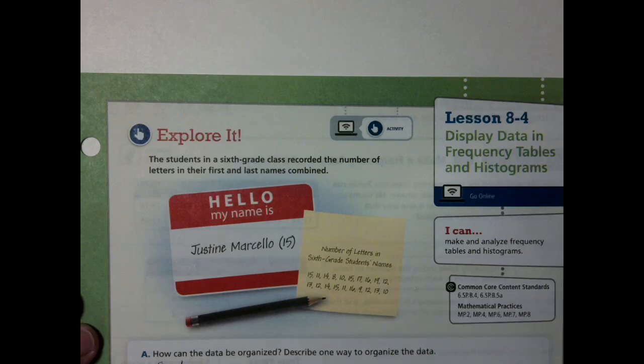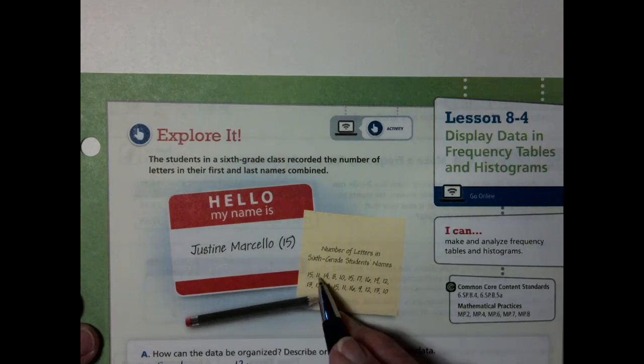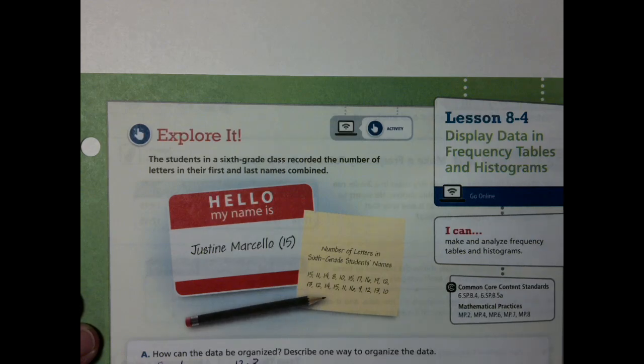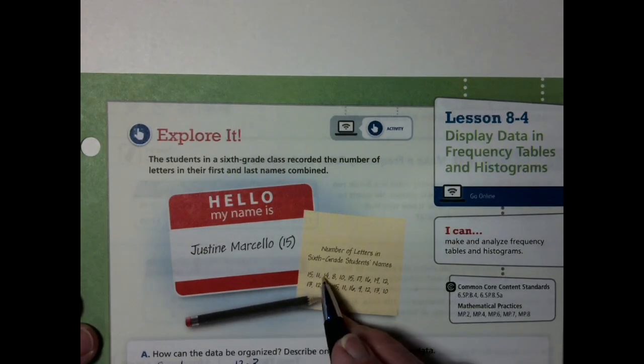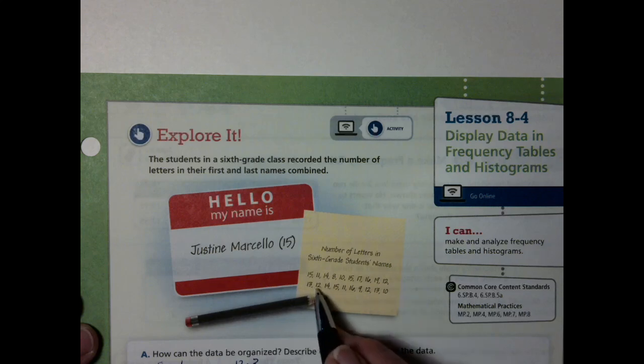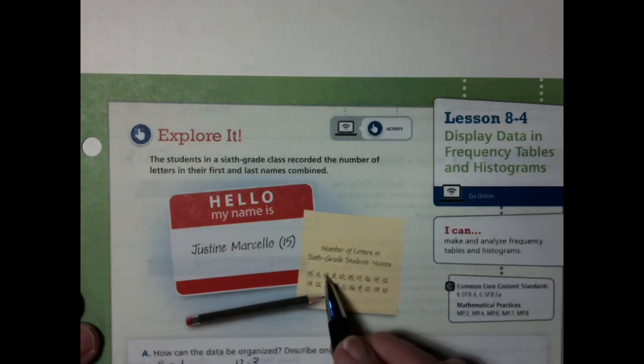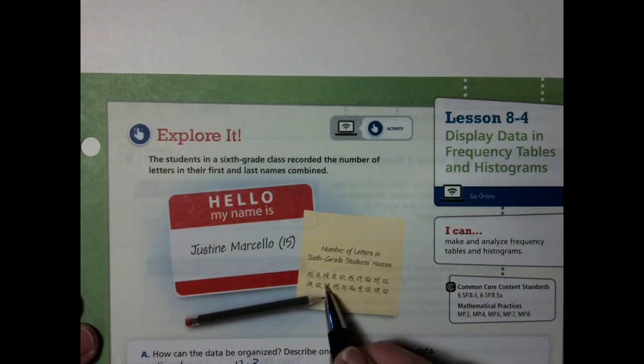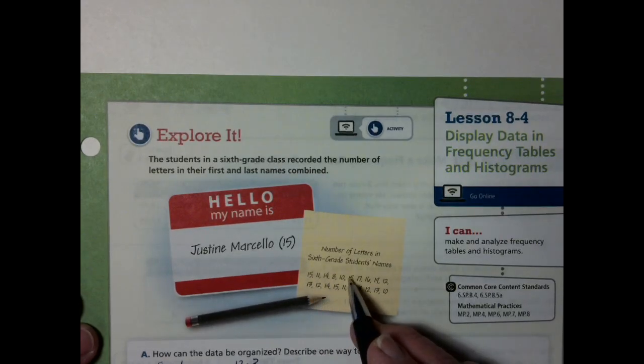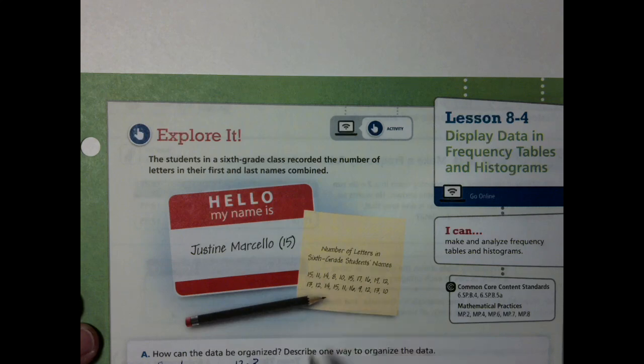2 of those. I see an 11, I have 1, 2 of those. I see a 12, I have 1, 2, 3 of those. I see a 13, 1, 2 of those. I see a 14, I have 1, 2 of those. 15, there's 1, 2, 3 of those.